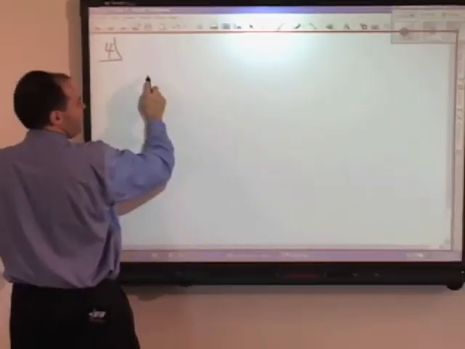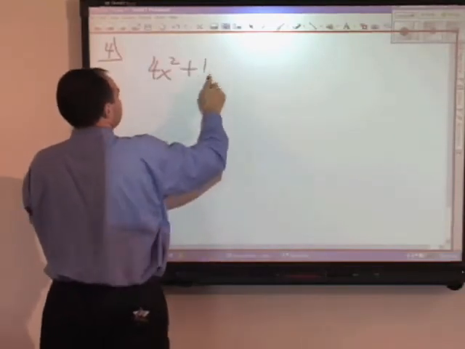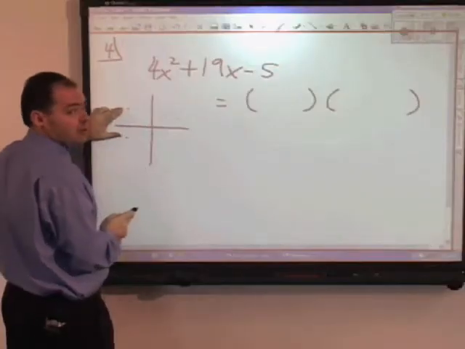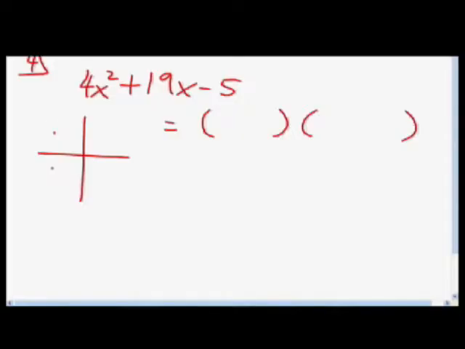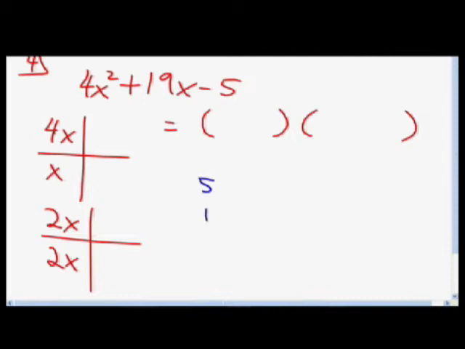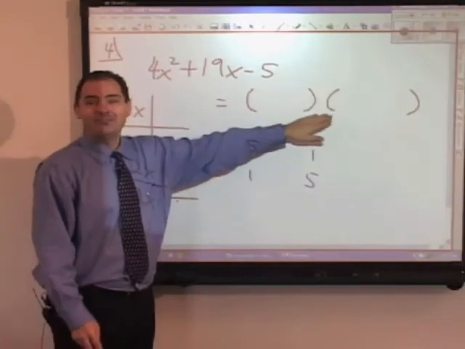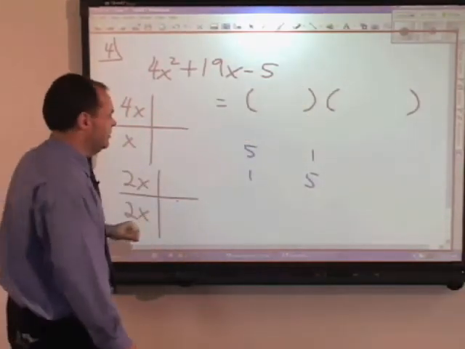Question 4. Factor 4x squared plus 19x minus 5. Once again, we're looking for two numbers here that multiply to 4x squared. Now this time there would be more than one option. There might be 4x and x, but there might also be 2x and 2x. For the back, it's 5 and 1, or 1 and 5. So what we need to do is test these two options in each of these two options to find the possibility that will multiply these two binomials back to this trinomial.